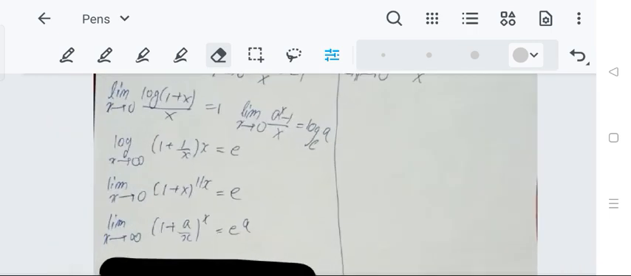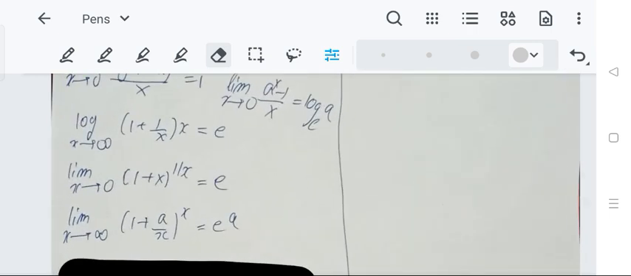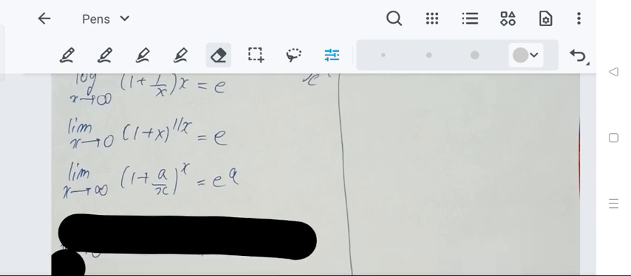Then if x tends to 0, then limit of 1 plus x raised to the power 1 upon x is e. This is a very important limit. I am shading it with gray. This limit is very much important. It is used in many functions. Then if x tends to infinity, 1 plus a upon x raised to the power x, this limit is also important. It is e raised to the power a.